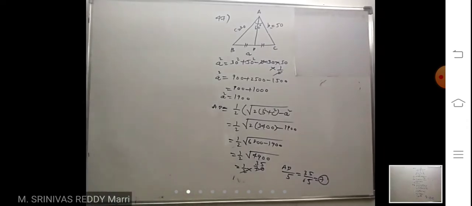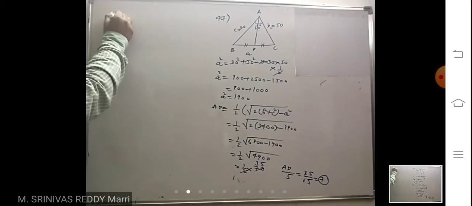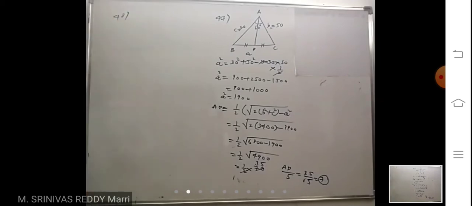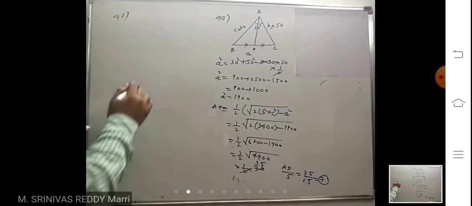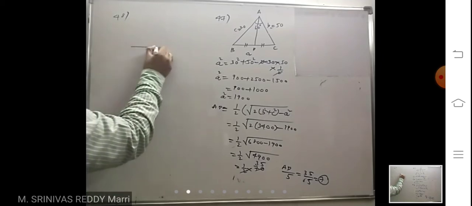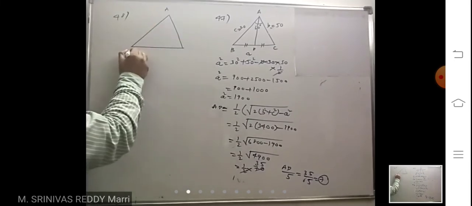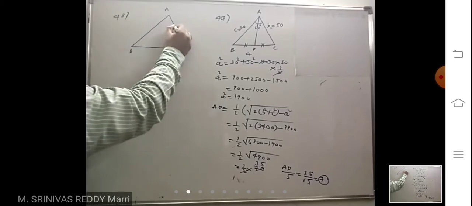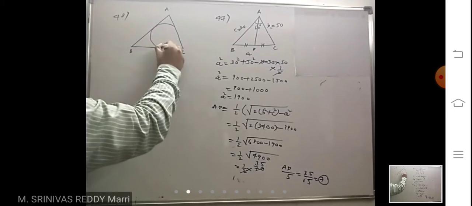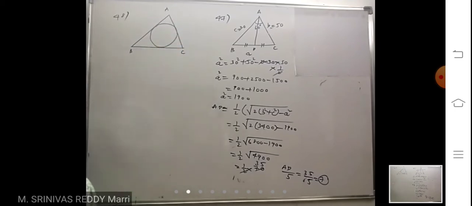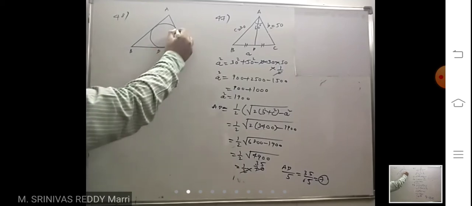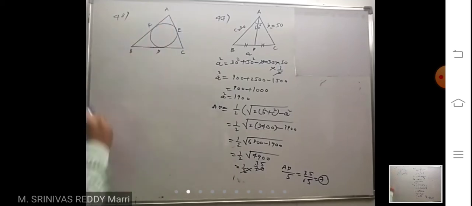Look at the next one. 48. In triangle ABC, the incircle touches BC, CA, AB at D, E, F. Look at here. One triangle is there. The incircle is touching the sides at D, E, F. This is the incircle which touches the sides.